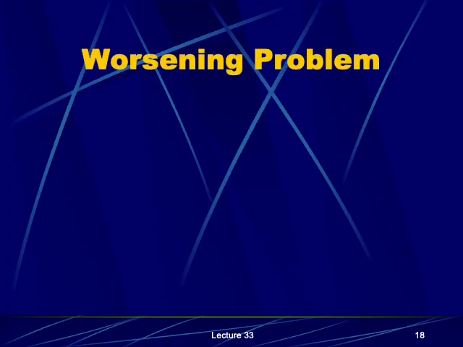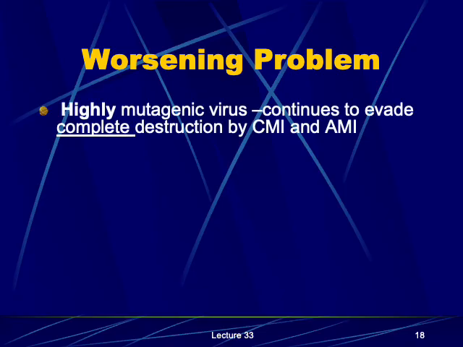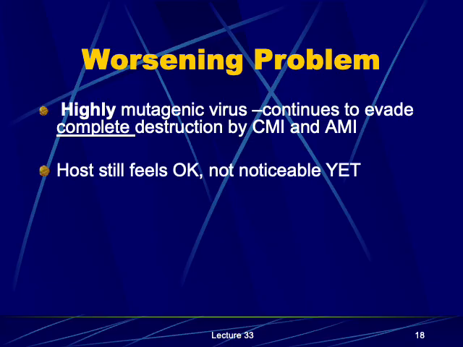So, you know the movie isn't gonna end well at this point, right? You figured that out. Because during this chronic latency period, the virus is still highly mutagenic, continues to avoid complete destruction by the cell-mediated immune system and the antibody-mediated immune system. The person still feels fine, even though of what's going on in the body, there's no noticeable signs and symptoms yet. However, this still is not at AIDS stage yet, not at the third stage.